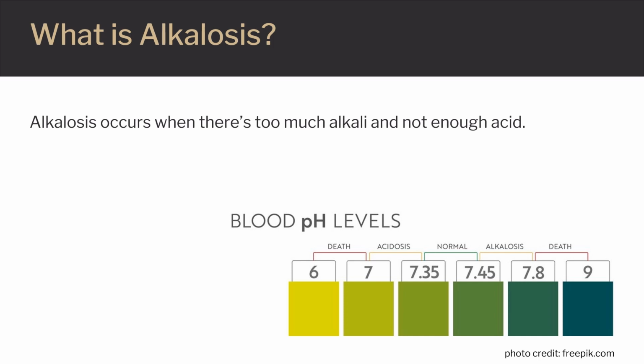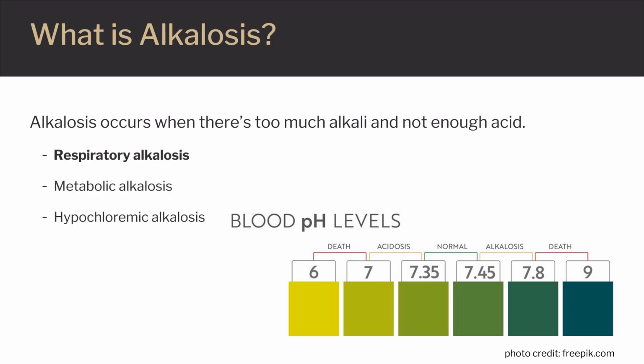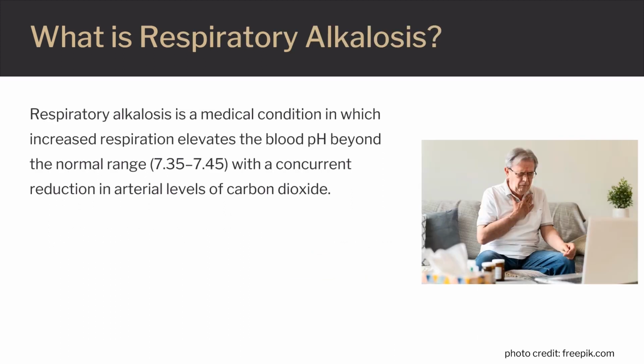There are four main types of alkalosis: respiratory alkalosis, metabolic alkalosis, hypochloremic alkalosis, and hypokalemic alkalosis. Respiratory alkalosis is a medical condition in which increased respiration elevates the blood pH beyond the normal range of 7.3 to 7.5, with a concurrent reduction in arterial levels of carbon dioxide. This condition is one of four primary disturbances of acid-base homeostasis.